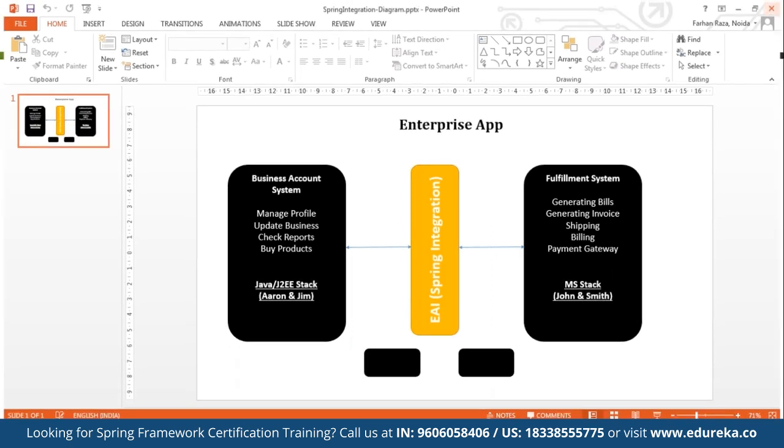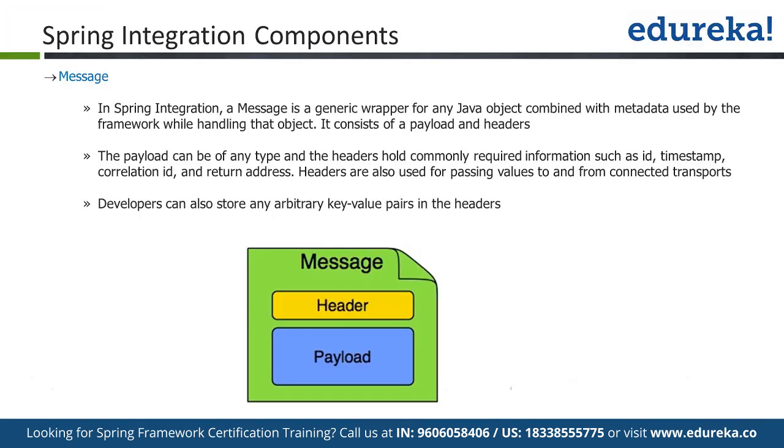That is what we are going to show with this. Spring integration components: what are the components of Spring integration and how does a message flow? The very first component of Spring integration is the message, the actual entity, the main entity which has all the information.